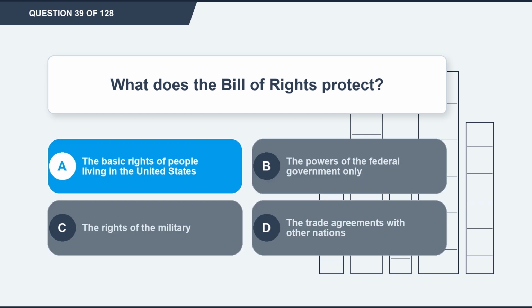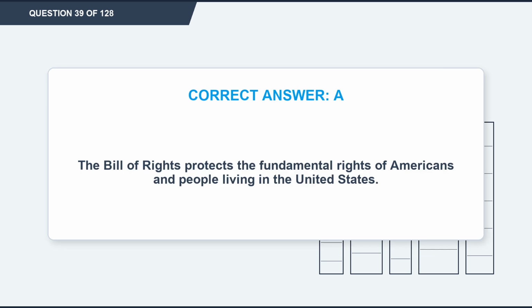The correct answer is option A. The basic rights of people living in the United States. Explanation. The Bill of Rights protects the fundamental rights of Americans and people living in the United States.